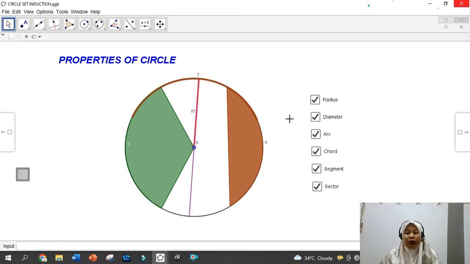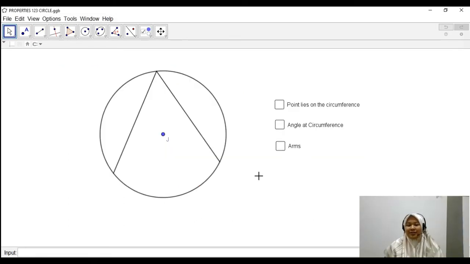So do you understand all these properties? If you have a better understanding of this, now we go into the first subtopic of chapter 6. First, let me introduce you to the angle at the circumference. Angle at the circumference happens if there is a point that lies on the circumference. In this case, we have point A, and point A must be connected with two arms. Arm 1 and arm 2. Both arms are connected to the other points, which are B and C respectively. Only then you will get the angle at the circumference right here.